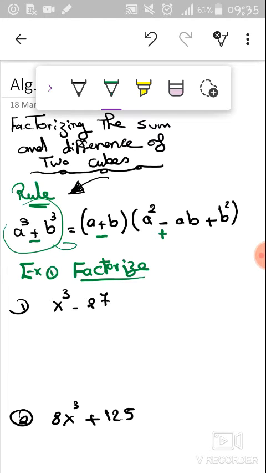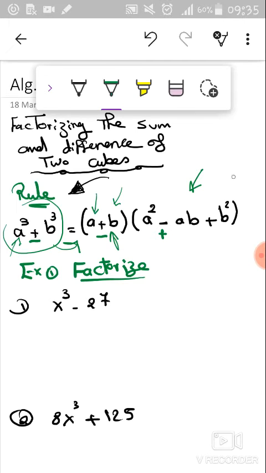How can we do this factorization? By opening two brackets, a small bracket and a big bracket. The small bracket consists of the cubic root of the first term, so the cubic root of a to the power 3 is a, and the cubic root of the second term, the cubic root of b to the power 3 is b. And the sign between them is the same as the sign between the two terms.